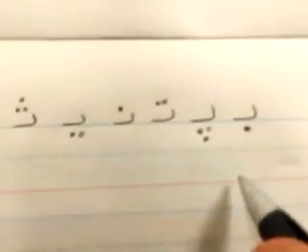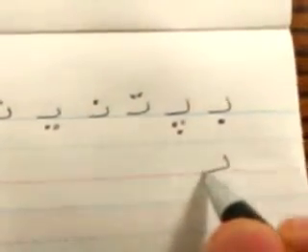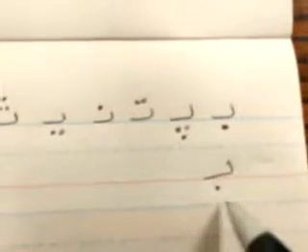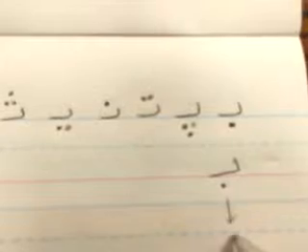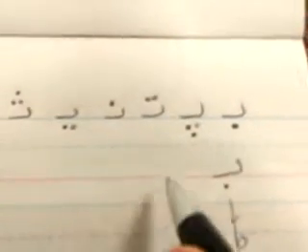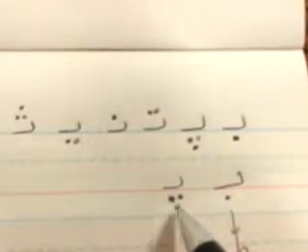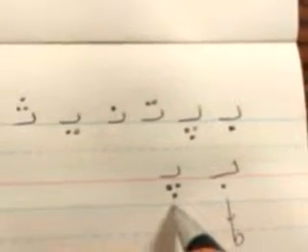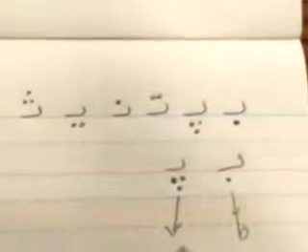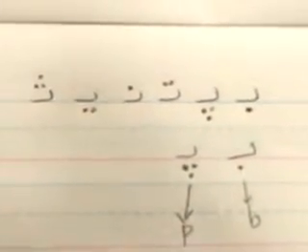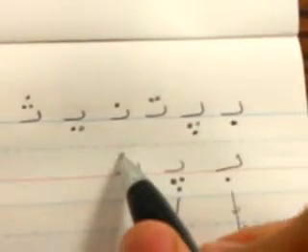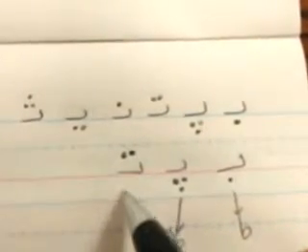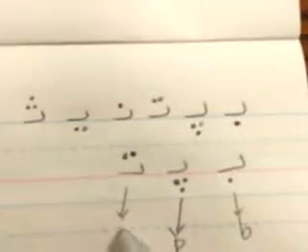See, you put one dot underneath it, that's going to sound like a be, like the letter B in English. You put three dots underneath it, it's going to sound like a pe, like the letter P. And you put two dots above it, it's going to sound like the letter T, te.